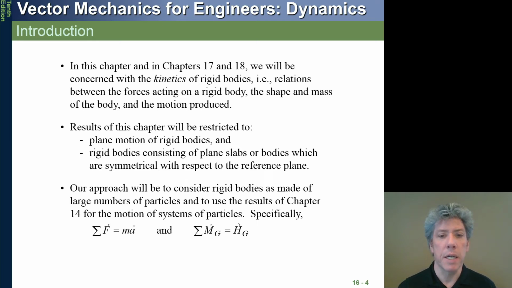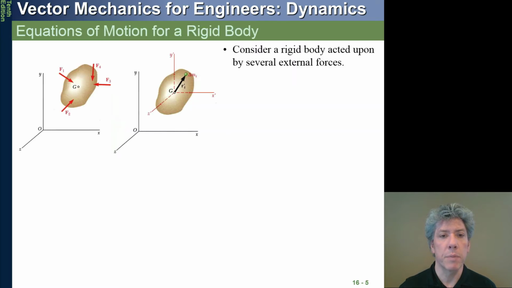The left-hand side says the sum of the moments on the body equals, and on the right-hand side you see H sub G with an arrow above it. The arrow indicates that we're talking about a vector quantity. The subscript G indicates that we are taking this moment about the center of gravity for the body, and you see the dot at the very top. So that's the time rate of change of the angular momentum. Capital H is frequently used for angular momentum, and that's what this means.